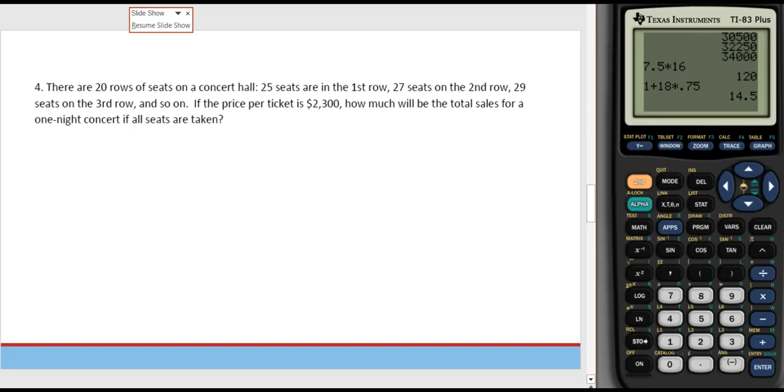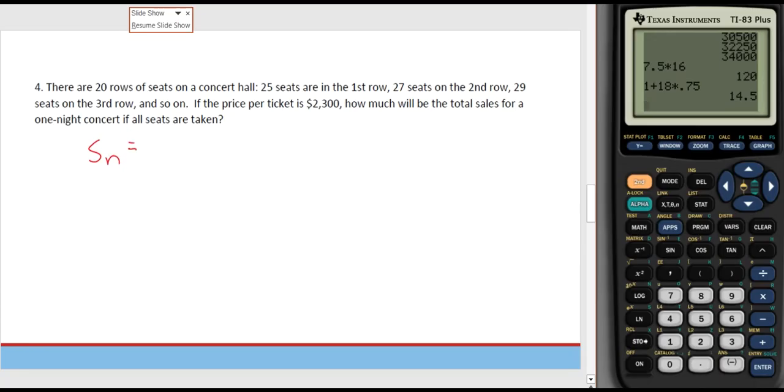Problem 4, kind of what we've been used to: 20 rows in a concert hall, 25 in the first row, 27, 29, and so on. They want to know, if you charge $2,300 per ticket, I don't know who's performing that you're going to get $2,300 a ticket, but somebody, if you sell out the concert hall, how much money is going to be taken in for sales? So 2 steps, we have to figure out how many seats are in the theater, and then we'll finish out by finding that cost. So this is, right, a sum problem.